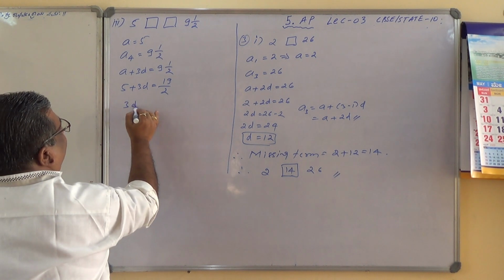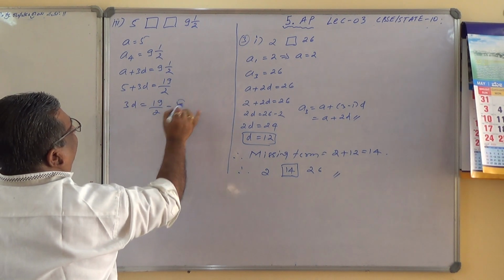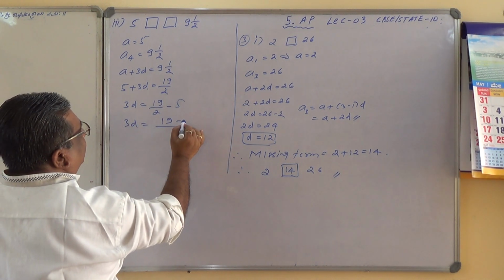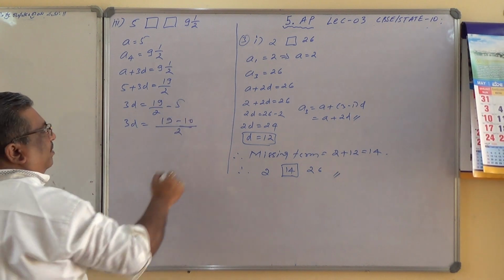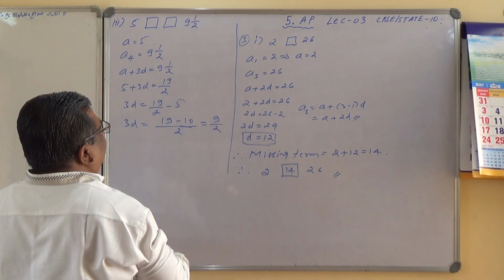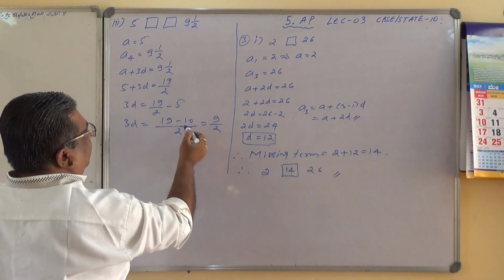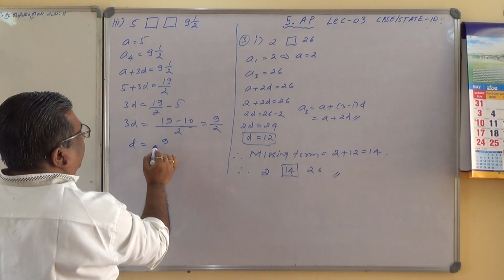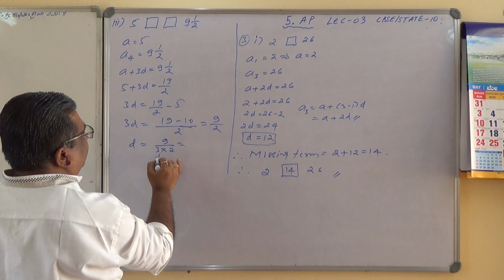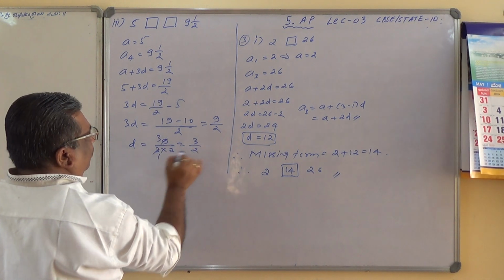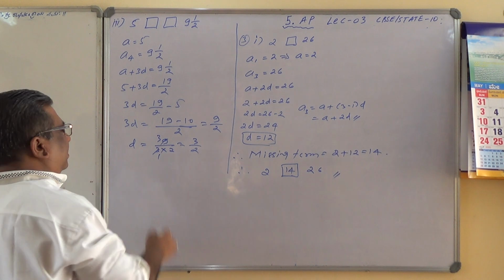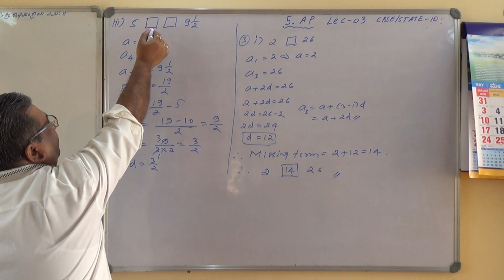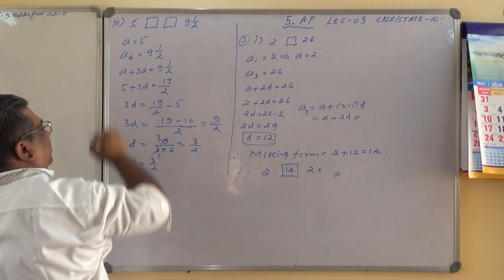And therefore 3D equals 19 by 2 minus 5. Therefore 3D equals 19 minus 10 divided by 2, taking the LCM here. 2 fives are 10, correct? 19 minus 10 is 9 by 2, and therefore D equals 9 divided by 3 into 2, which equals 3 by 2. So once you get D equals 3 by 2, you can find the second term. Add the common difference to the first term.